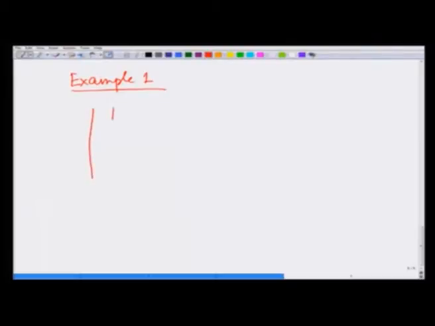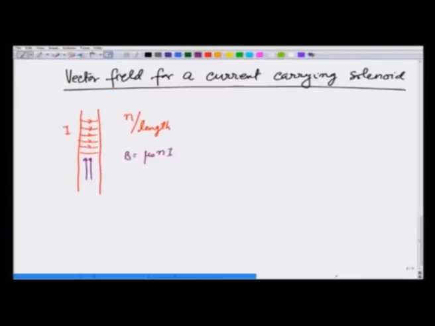In example 1, I will be taking a solenoid which has n turns per unit length and is carrying current I, so that the magnetic field B, its magnitude is given as mu 0 n I. So, to calculate the vector potential for this solenoid, let us now write these in terms of vectors. I will take the axis of the solenoid to be the z direction, and therefore, this becomes a solenoid of radius r. So, I have B is equal to mu naught n I in the z direction.